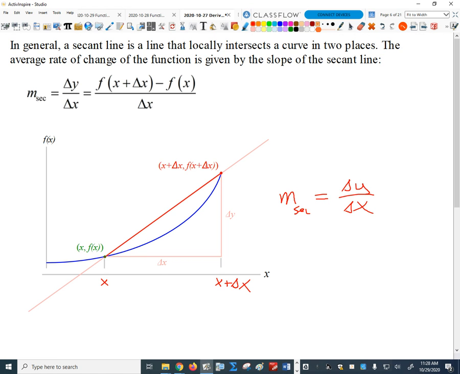What's it telling me, though, for this function? What's the slope of that secant line telling me about the behavior of the function between x and x plus delta x? Can anybody describe that?